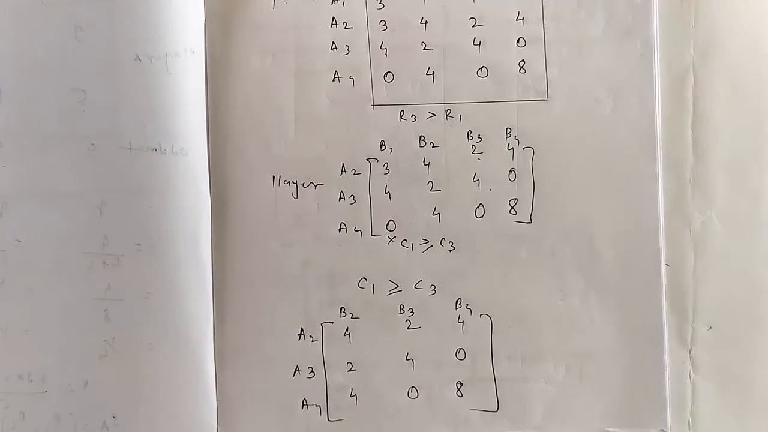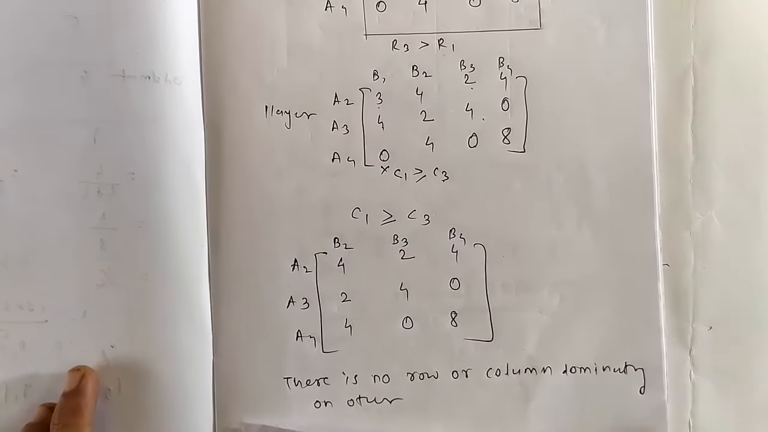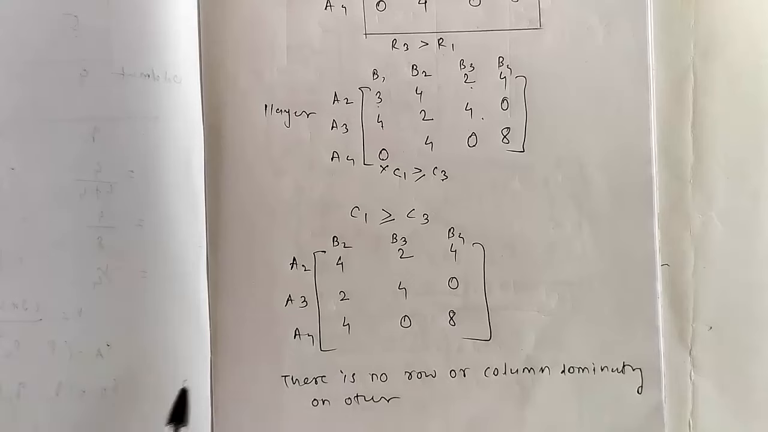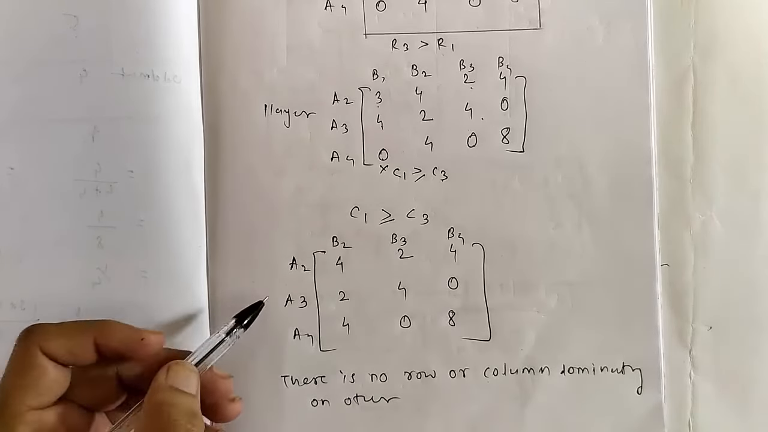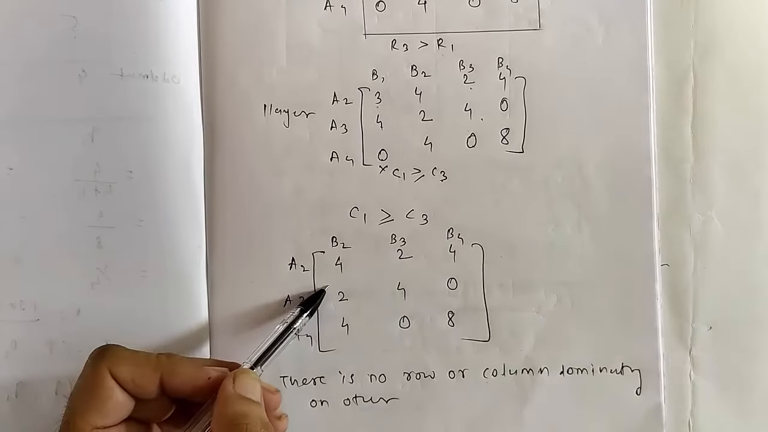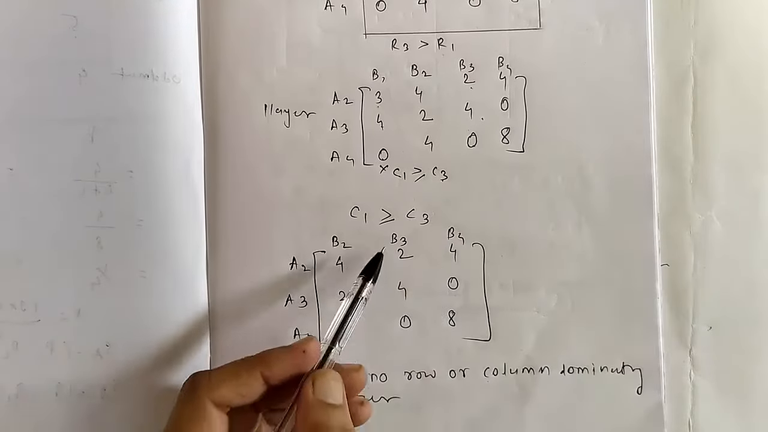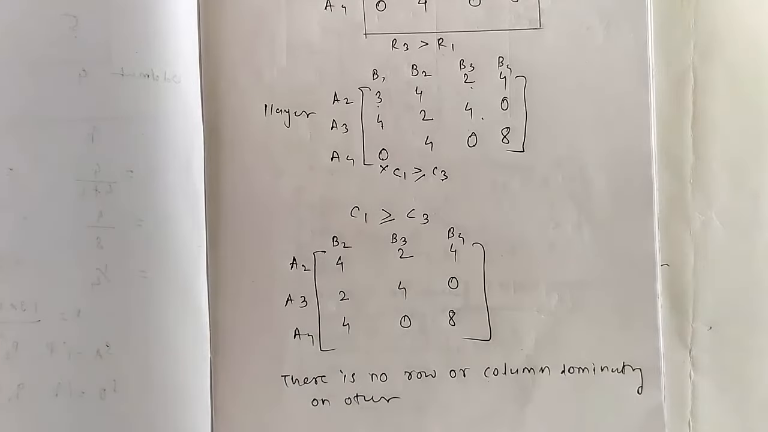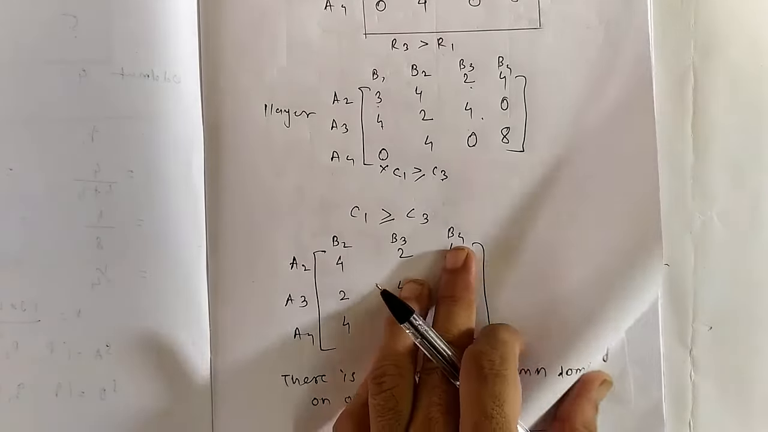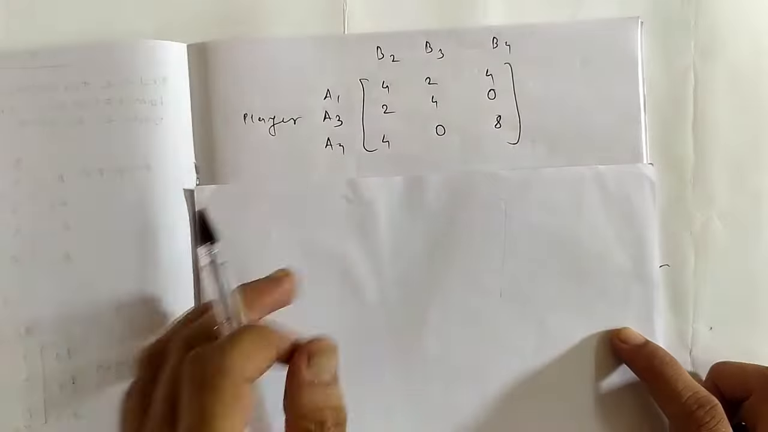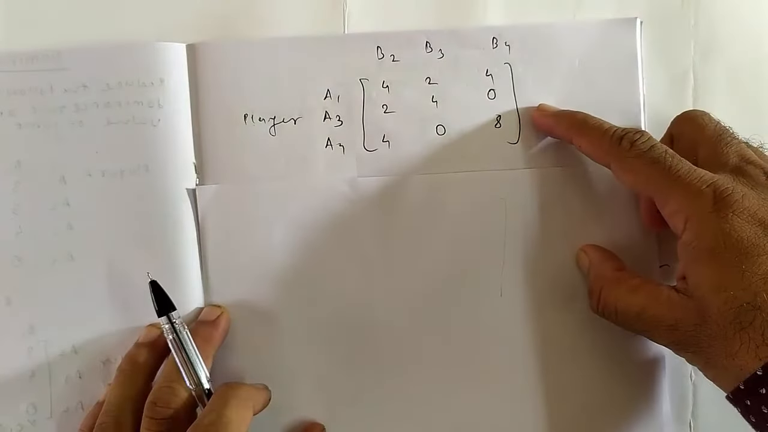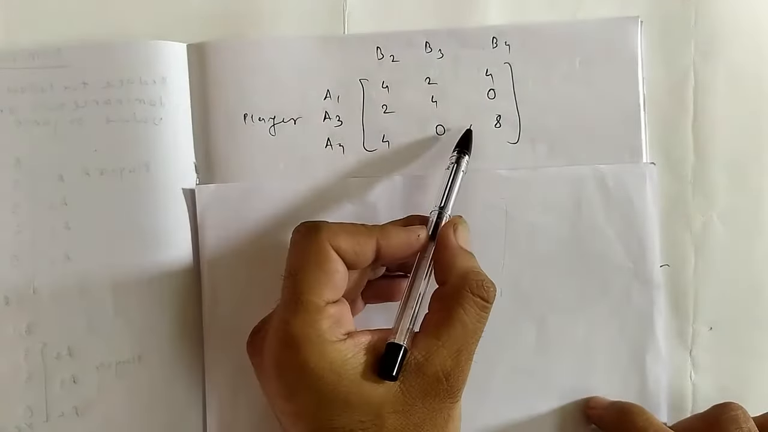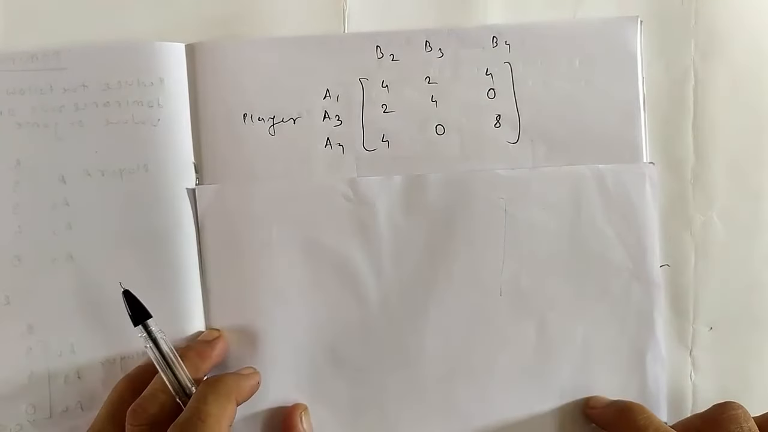Again we have to think about the dominance rule for the rows and the dominance rule for the columns. But now the problem is that there is no row or column dominating another. In this game there is no row which is dominating another row, and no column which is dominating another column. Now in such a condition, what can we do?